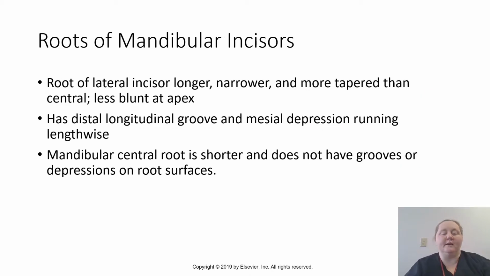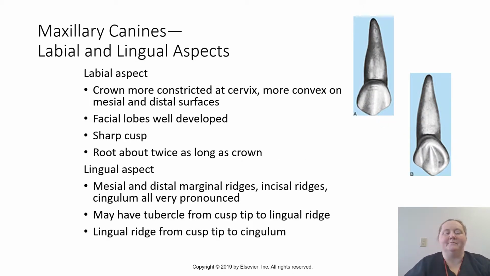All right, roots of mandibular incisors. The root of lateral incisors are longer, narrower, more tapered than the central. They're also less blunt at the apex, meaning that they're more pointed, okay? They have distal longitudinal grooves on the roots. So longitudinal groove means a groove going up and down. And the mesial depression is running lengthwise. The mandibular central root is shorter and does not have the grooves or depressions on the root surface. So easier to clean.